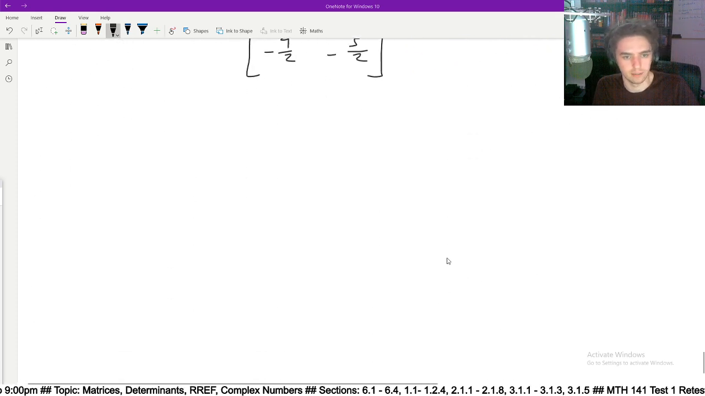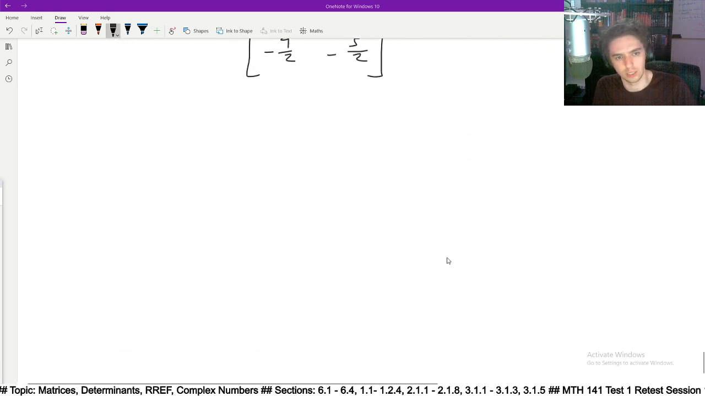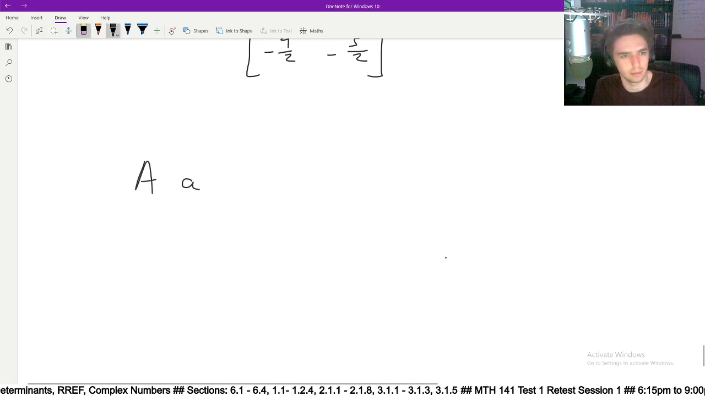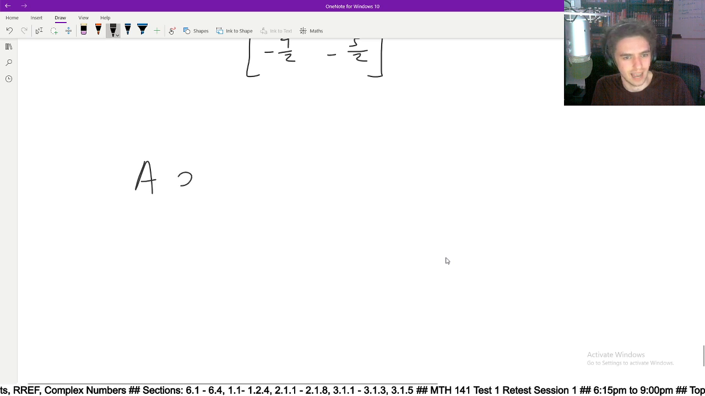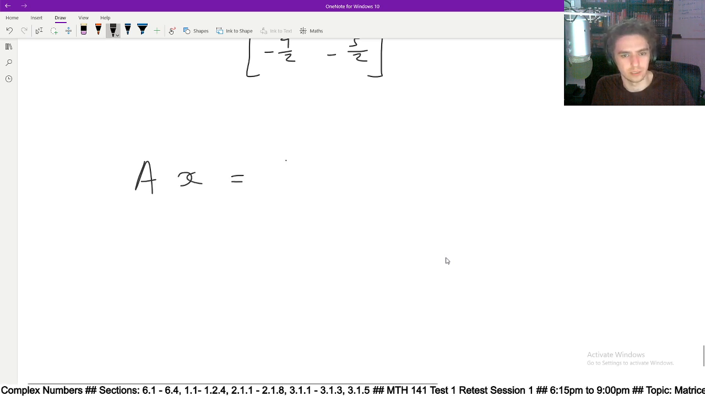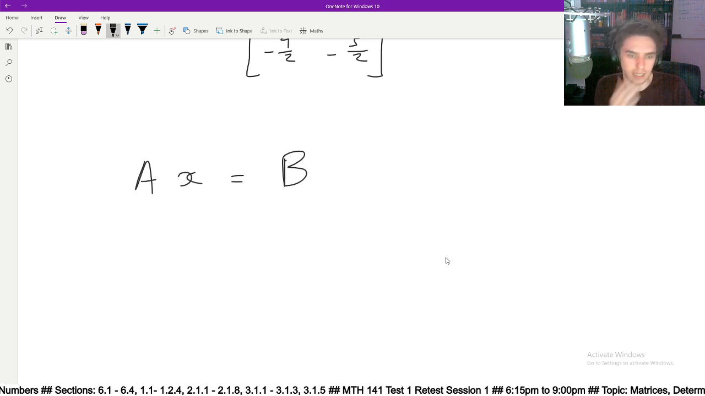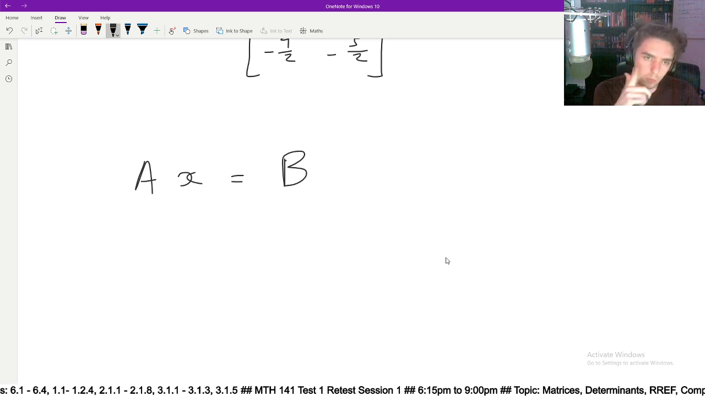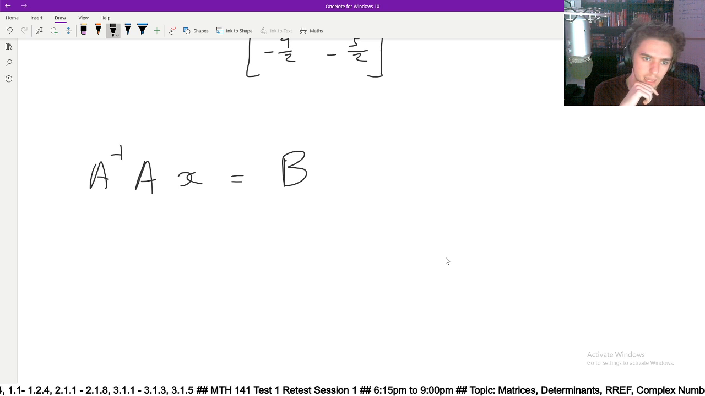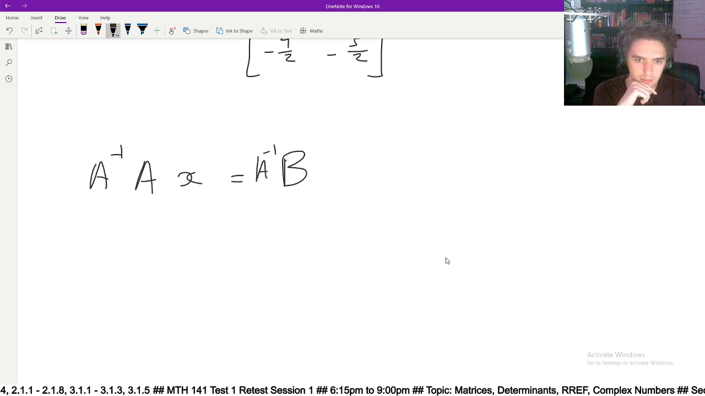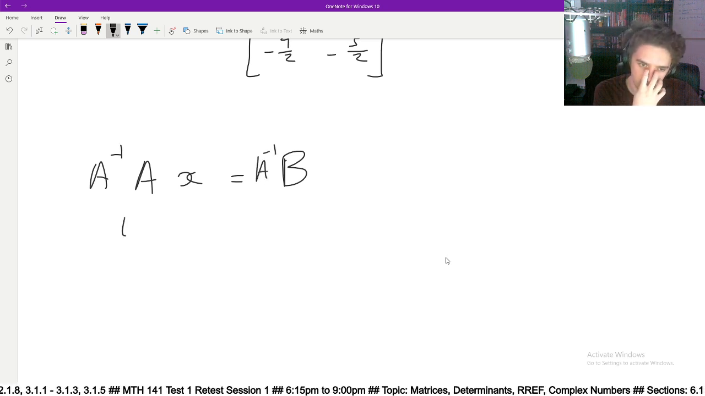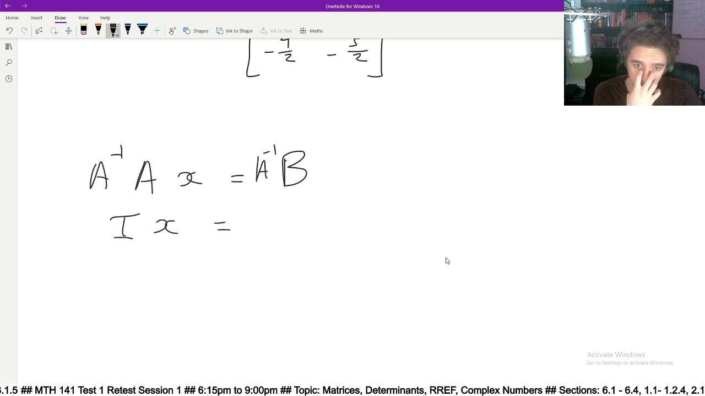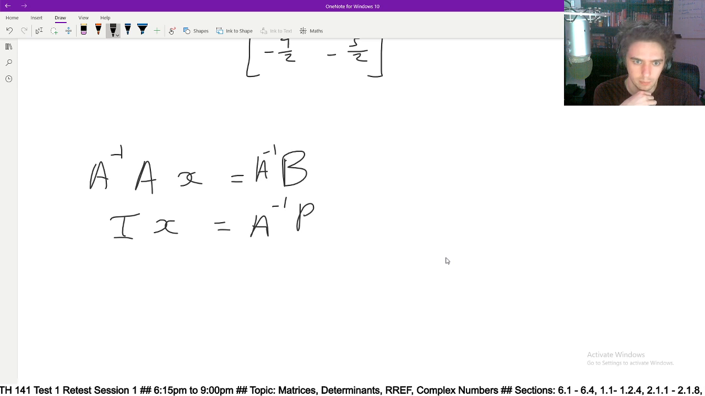So if I have some matrix A times some variable X is equal to some other matrix, you can't just divide both sides by A because there's not really a way to divide. But what you can do is multiply both sides by A inverse on the left. And what that turns into is the identity matrix times X, which is equal to A inverse B.